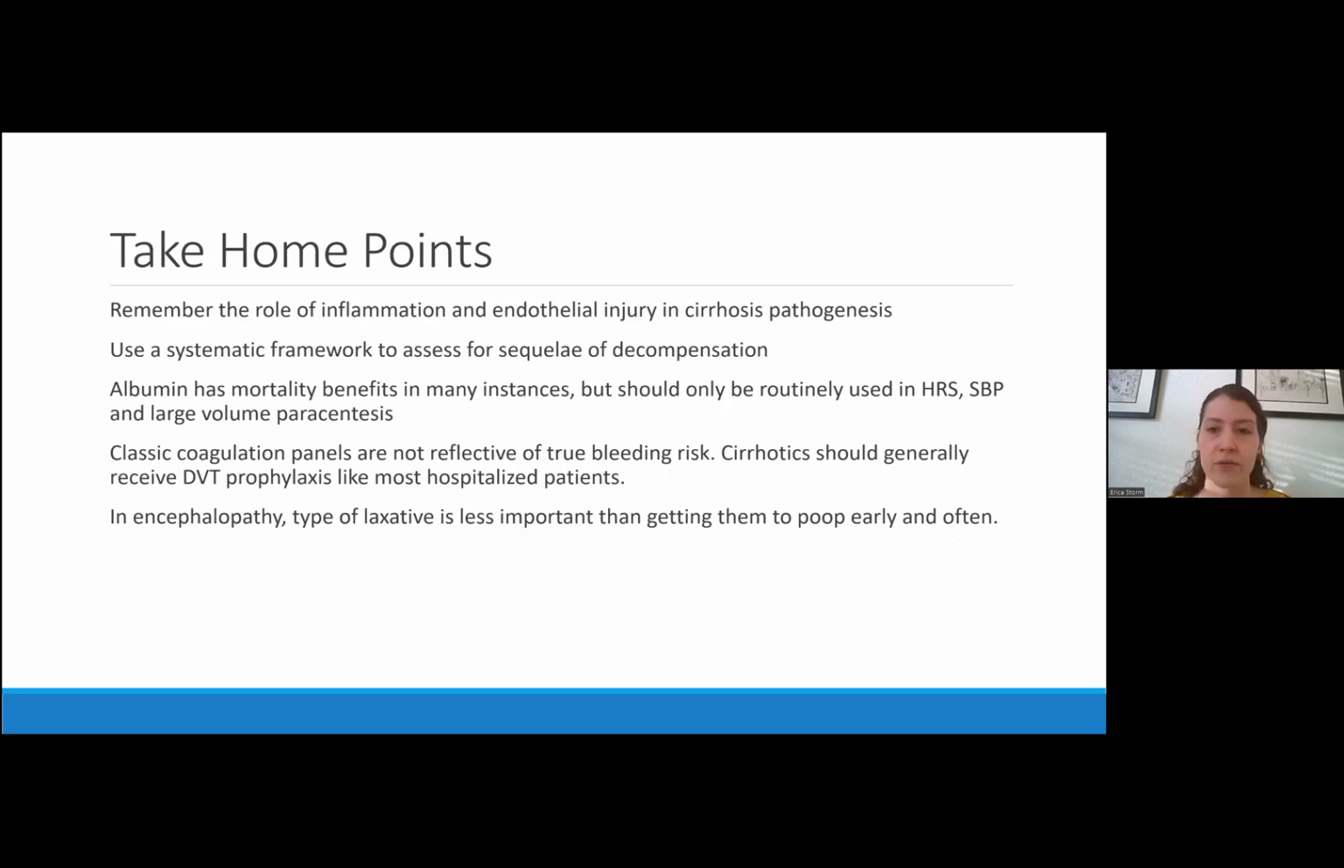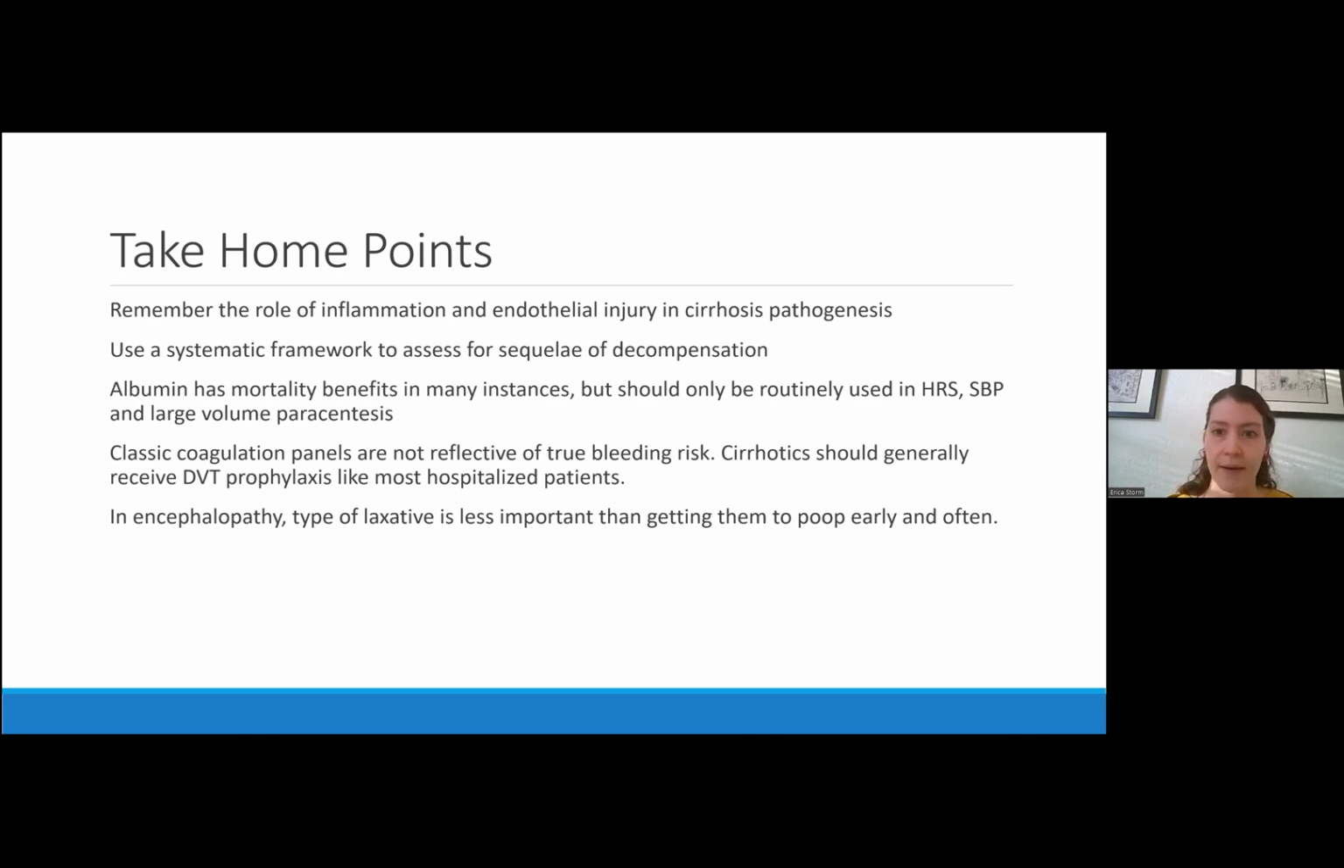Awesome. So some takeaway points. One is to always remember that component of inflammation and endothelial injury. I think that, between that and portal hypertension, are the two main pillars driving a lot of the sequelae of cirrhosis pathophysiology. Always use a systematic framework in assessing your sequelae of decompensation. Albumin does have mortality benefits, but it was really only approved in certain circumstances. Coagulation panels are not a good reflection of bleeding risk for our cirrhosis patients. And in encephalopathy, the type of laxative is increasingly less important than getting them to poop early and often.